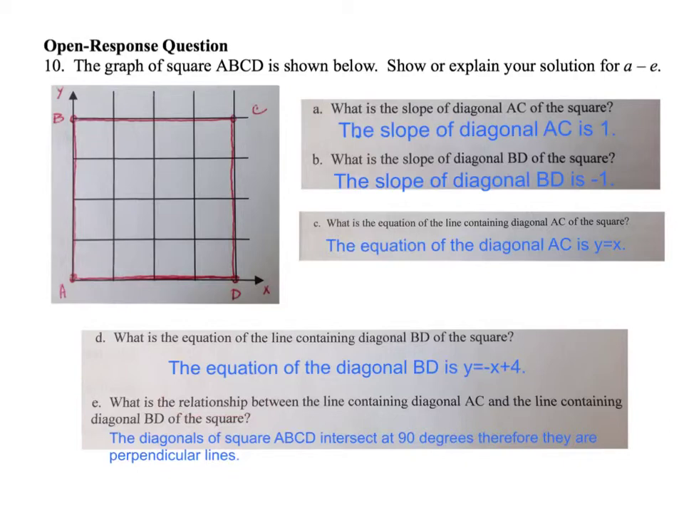In part E, what's the relationship between the diagonals? The diagonals of square ABCD intersect at 90 degrees, therefore they are perpendicular lines. Another sentence, you could have said the diagonals intersect at ordered pair 2, 2 as well. Those are the two relationships I was looking for. Hopefully, with a little time and some video tutorials, the grade on MCAS 7 Academy will be higher than your original grade.